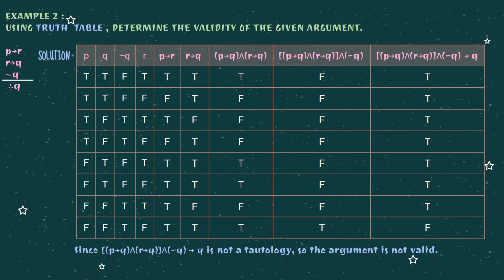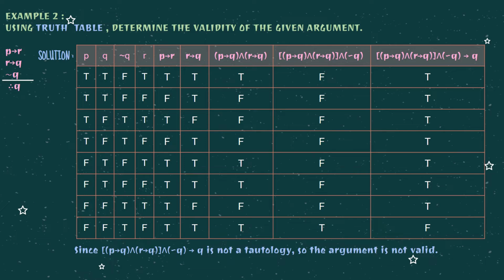P implies R. We get true, false, true, false, true, true, true, true. R implies Q, we get true, true, false, true, true, true, false, true. P implies R and R implies Q. As we know, it will only be true when both are true and false otherwise. So we get true, false, false, false, true, true, false, true.